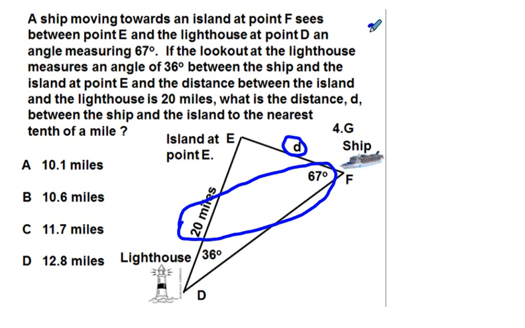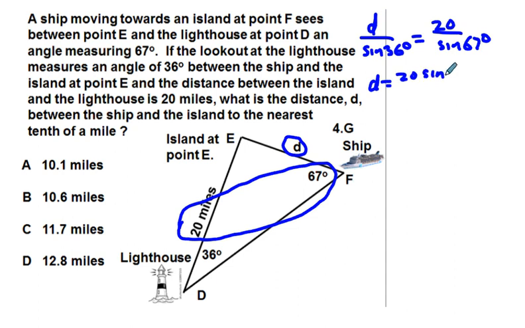So side d over the sine of the angle opposite d, which is 36 degrees, is equal to our known side, 20 miles, over sine of 67 degrees. So therefore d is going to be equal to 20 sine 36 degrees over sine 67 degrees. So d, let's get our calculator here.